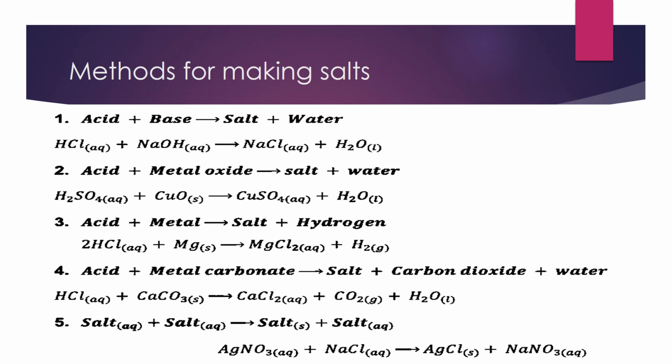Just like silver nitrate when it reacts with sodium chloride, what will happen? This sodium replaces the silver. As a result, sodium nitrate and silver chloride will be formed. These two salts, silver nitrate and sodium chloride, exchange their ions, and as a result our products are also two salts, that is silver chloride and sodium nitrate.